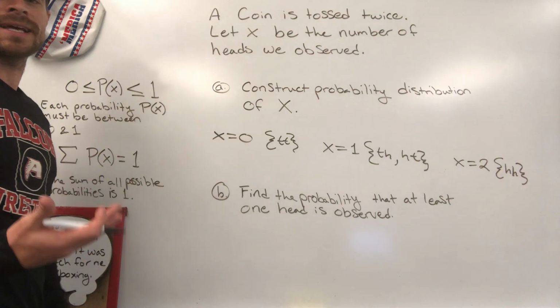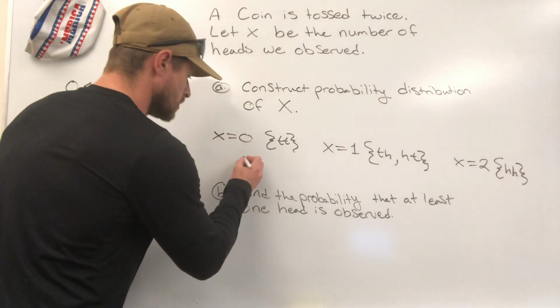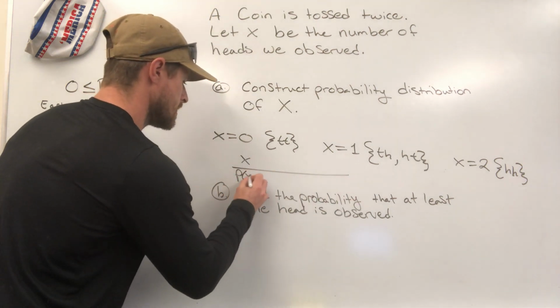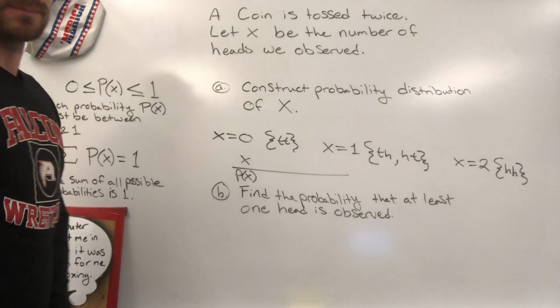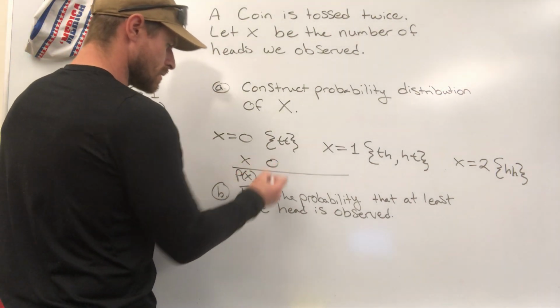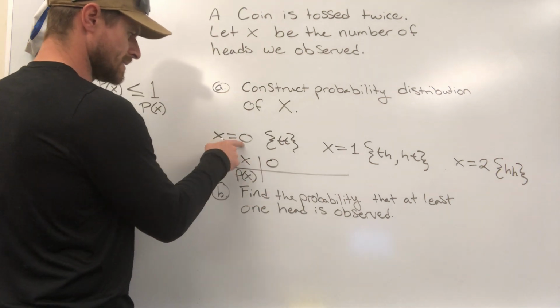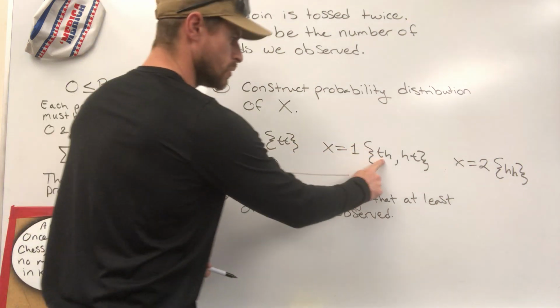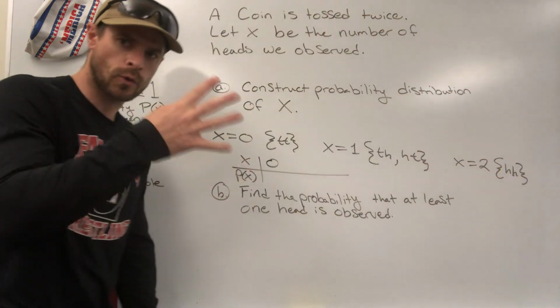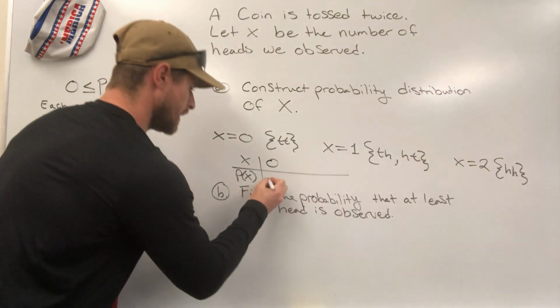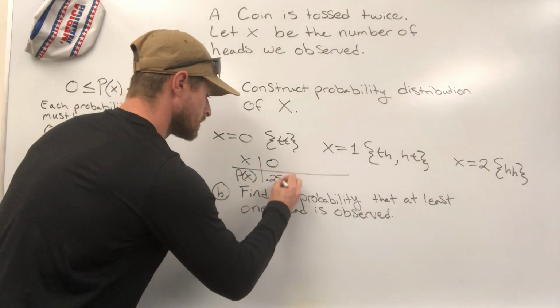So what that would look like is just a table of values, right? So you're going to have X here, and then we're going to say P(X) here. Now, what's my probability of it happening 0 times, of X being 0? Well, 1 out of 1, 2, 3, 4. There's 4 different possibilities there. 1 out of 4 would be a 25% chance.